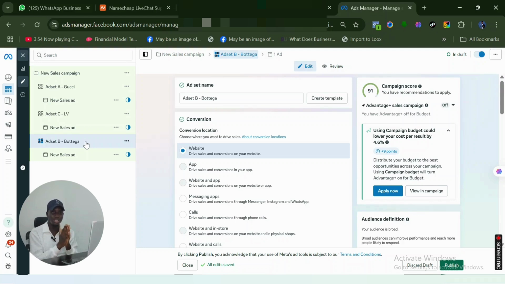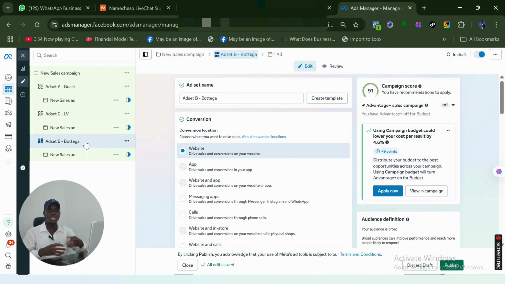Now, after testing, how do you know when to scale or when is the right time for you to use CBO? You use CBO when you have found your winning audience. For instance, if you are testing 10 different target audiences, after testing these 10 different target audiences, maybe after a period of 20 days, you've gotten enough data, you see that, oh, out of these 10, I have three high performers. Those three high performers, you could put them in three different assets and do CBO.